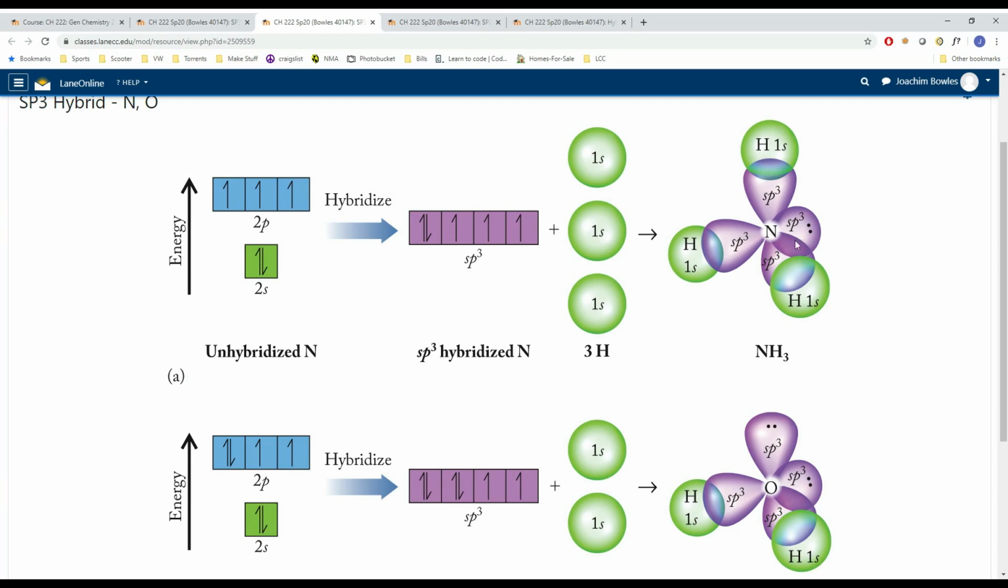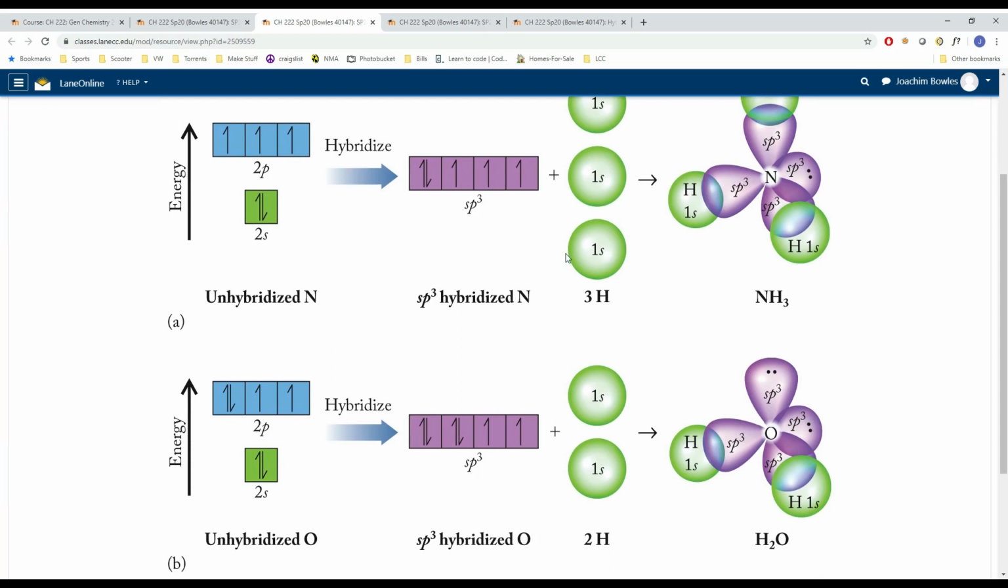But our electronic geometry still has 4 areas of electron density, and so it's a tetrahedral geometry. And so tetrahedral geometry, at least electronic geometry, excuse me, equals sp3. We'll talk about that with the table in a little bit too.